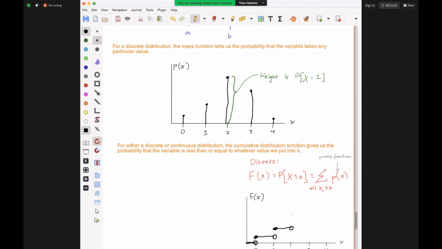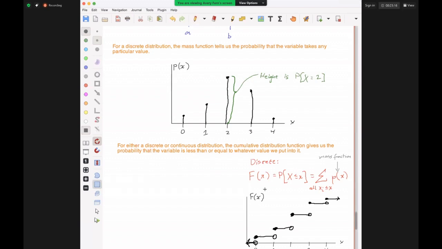The jump up to 3 is about twice as high as the jump up to 2 was. I mean, sorry, the jump up to 2 is what we're at now. So here's our jump up to 2. And then our jump up for 3 is a little bit shorter. And then our jump up to 4 is the shortest one. So this is our CDF corresponding to the PDF we saw on the first one.